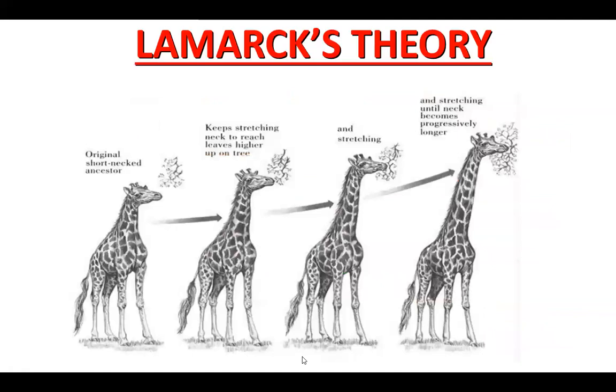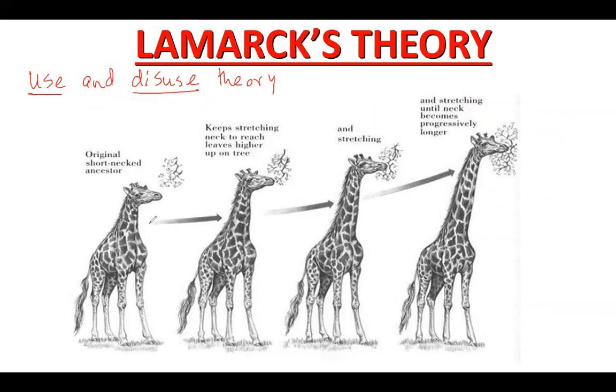And this is the theory of Lamarck. Lamarck's theory actually came before Darwin's theory. This is called use and disuse theory. He said that if animals use an organ excessively, it develops better. And if animals don't use an organ, it won't develop. He took the example of the giraffe.